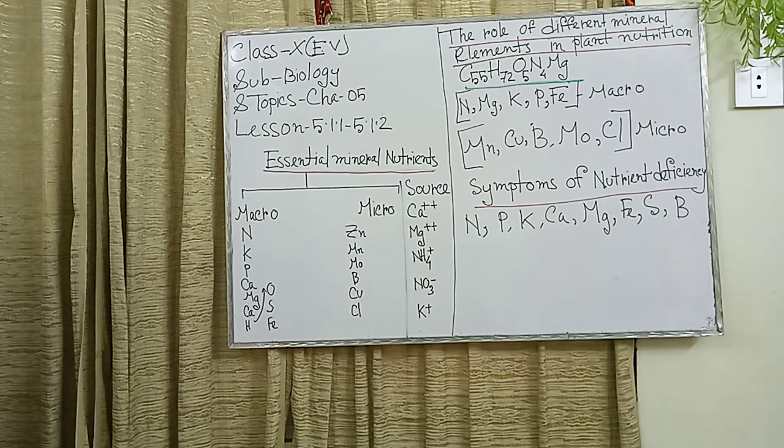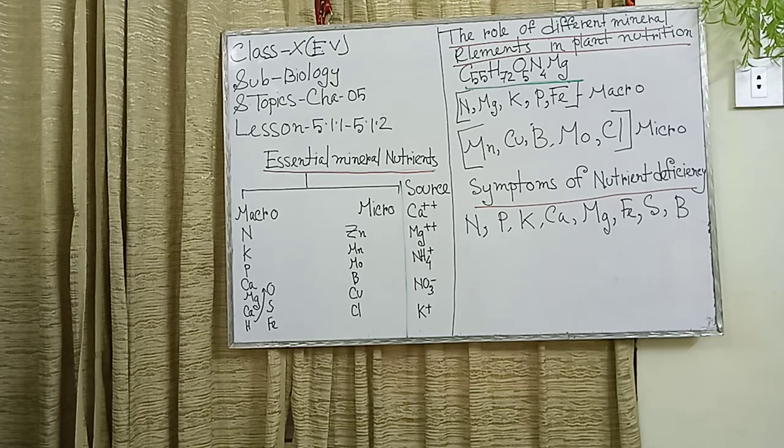Molybdenum is essential for the fixation of nitrogen by microorganisms. We also learned in chapter 13 that rhizobium bacteria also fix nitrogen. Chlorine is necessary for the growth of root and stem of sugar beet.